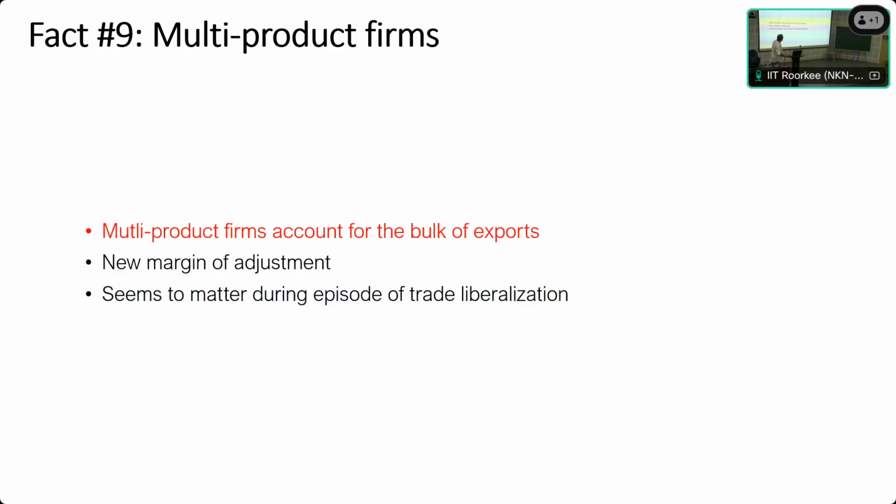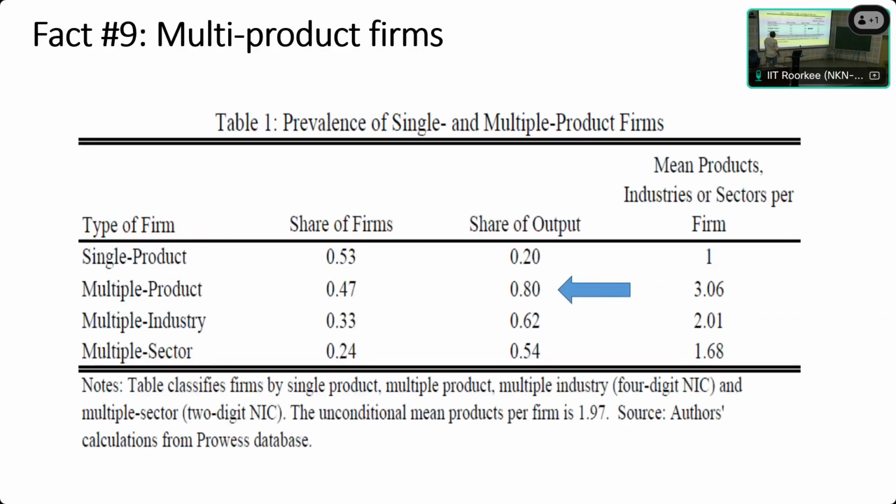Very quickly, multi-product farms account for the bulk of the exports. There's a new margin of adjustment, which is multi-product versus single product, and it seems to matter during episodes of trade liberalization. There's a glaring example from India. Multi-product farms control 80% of the total output in India. You can imagine. The share of multi-product farms is 47%. So 47% control 80% of the product, and 53% control 20% of the product. It's exactly a parity distribution. That's why theory is very important.